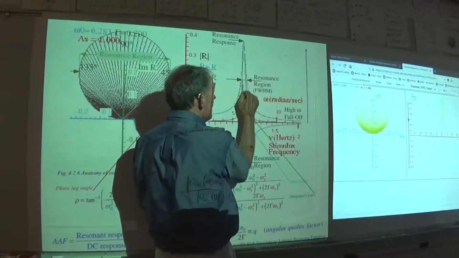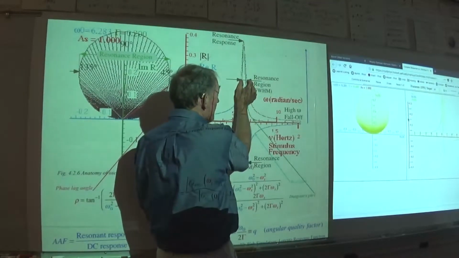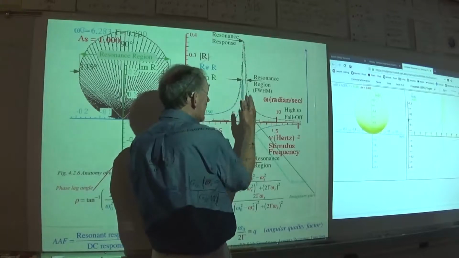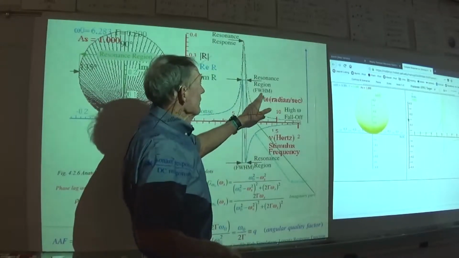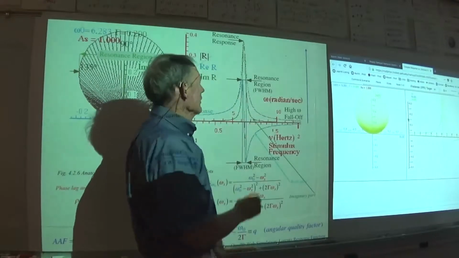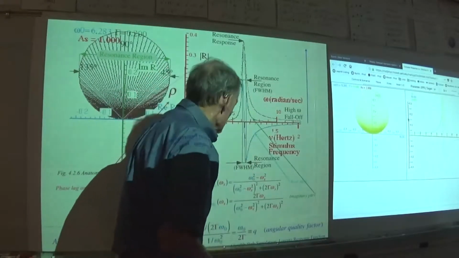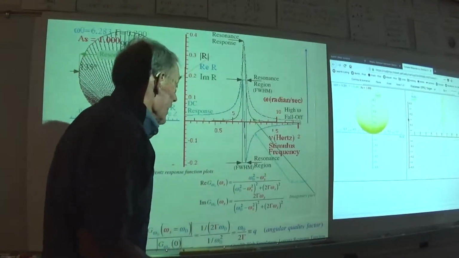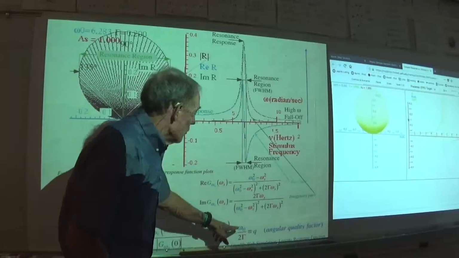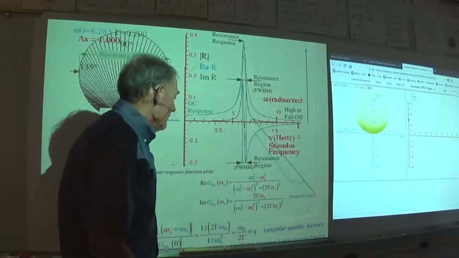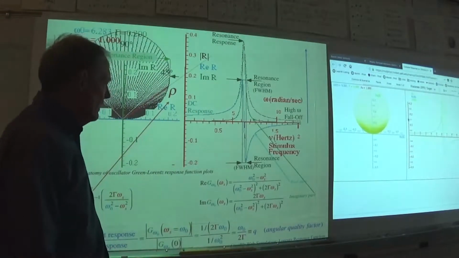This is a full width, half maximum. It's half the maximum, and I'm taking both sides. That's the full width. HWHM is half width, half maximum. That's also a number that's of interest very often too. It's just half of what we're talking about here. So that turns out to be omega 0 over 2 gamma. Seen that number before? Okay.